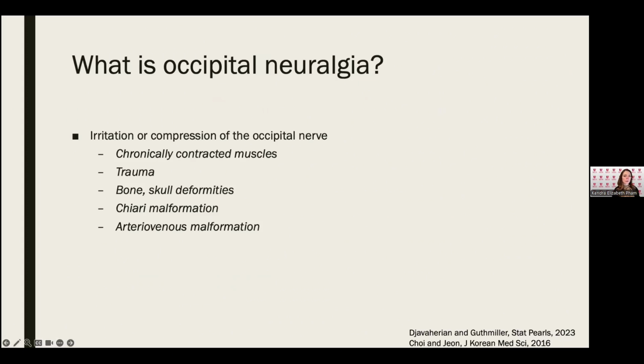So another way to think of this effectively is either irritation or compression of the occipital nerve. And this could potentially be in relation to chronically contracted muscles, trauma to the area, bone or skull deformities, Chiari malformations, arteriovenous malformations, which are little abnormalities of blood vessels. And so that's a way to think of it. It's irritation of this nerve that runs up the back of the head, and often people are feeling the pain at the back of their head.